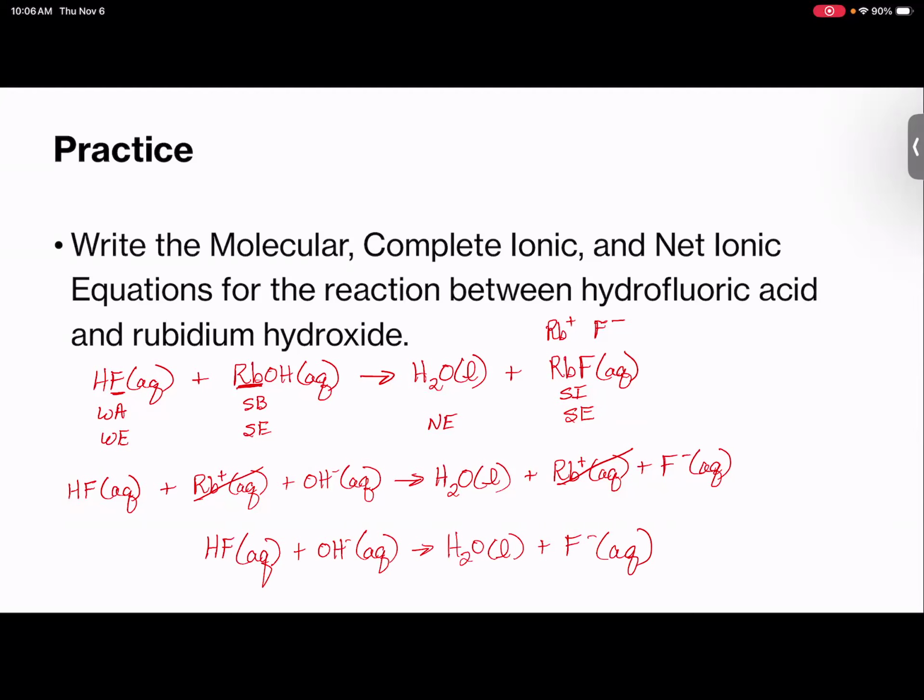You will notice that the note I gave you on the previous slide does not fit in this case. Again, the fact that H plus OH minus goes to form water for a net ionic equation only works if you're working with a strong acid. Otherwise, you've got to figure it out. Questions?